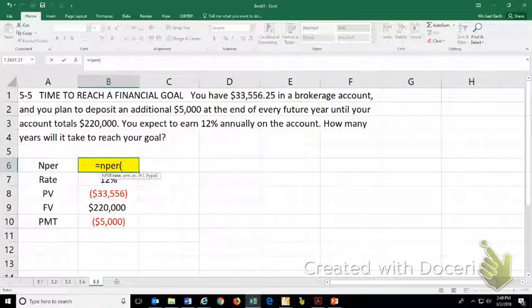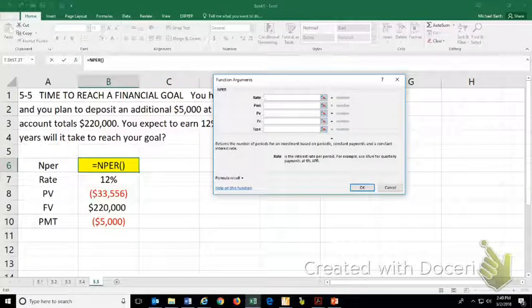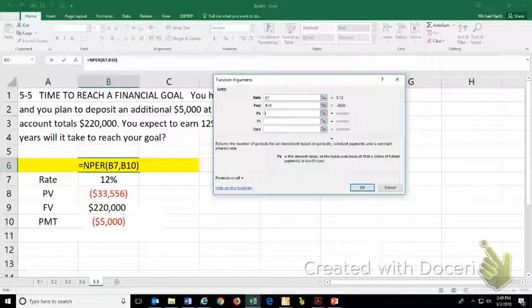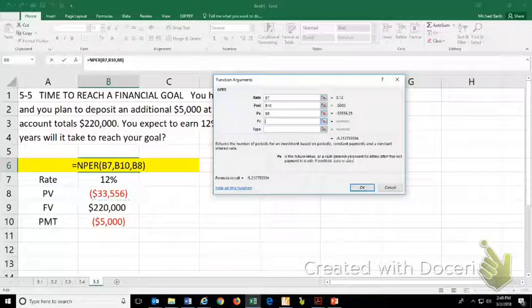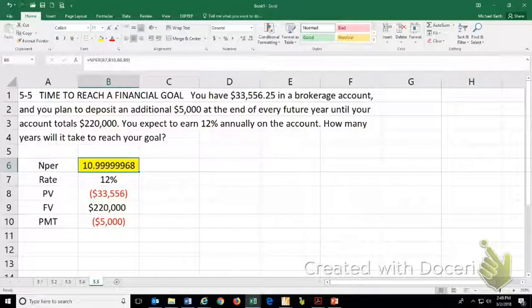Equals NPER, open parens, and then I can use rate, payment, present value, future value to come up with the answer. And it's about 11 years.